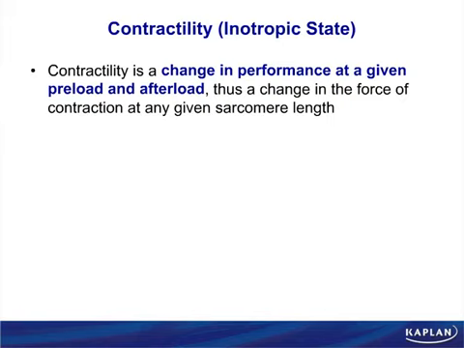Okay, that was preload. Now let's talk about contractility. Another term we can use for contractility is inotropic state. Contractility is a change in performance at a given preload and afterload. So in other words, a change in force of contraction at any given sarcomere length. This is a change in performance. Could be stroke volume, could be peak systolic pressure, etc. A change in performance without changing preload.